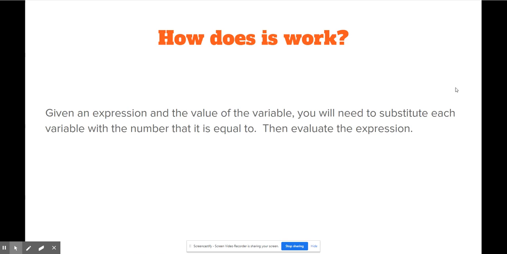So we are no longer dealing with sentences and phrases. We are only dealing with expressions that have variables. And we will be getting the value for each one of those variables so that we can evaluate those expressions. How we do that, we substitute whatever that variable is equal to right into the problem and then evaluate.